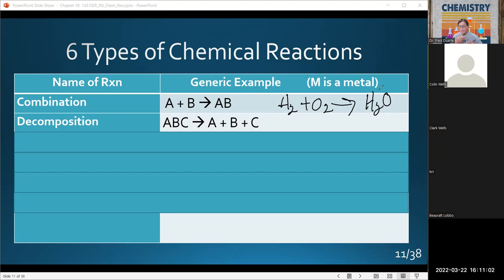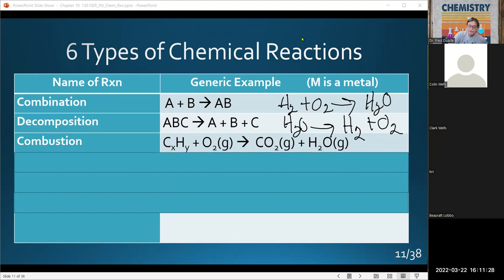On the other way, you can take water and hit it with some electricity and break it down to hydrogen and oxygen, okay? Decomposition goes the opposite way, but it takes a lot more energy. The forward reaction, hydrogen and oxygen, is pretty spontaneous, but getting it back to the elements takes a little more energy. Okay. All right, a combustion reaction.